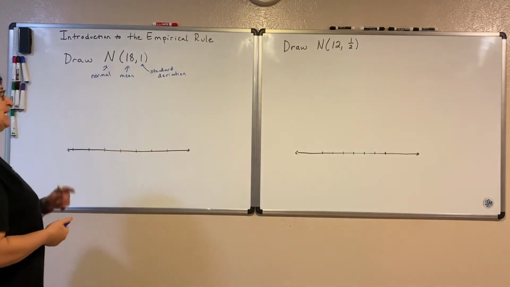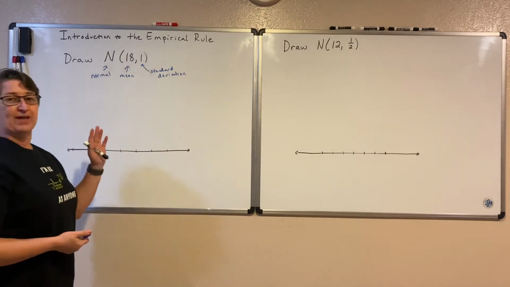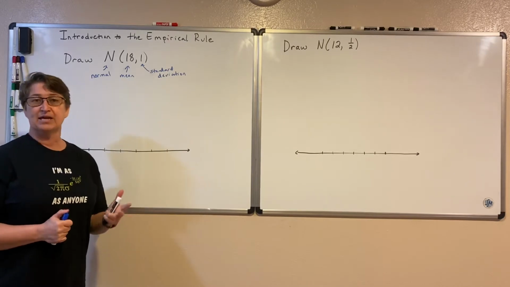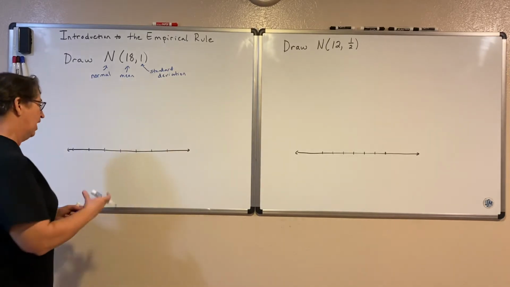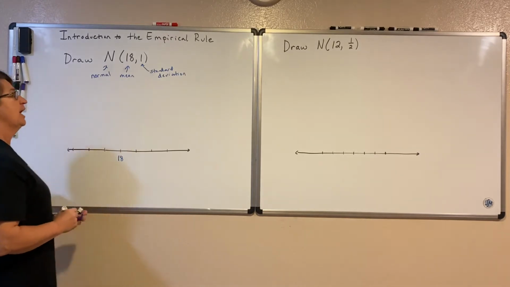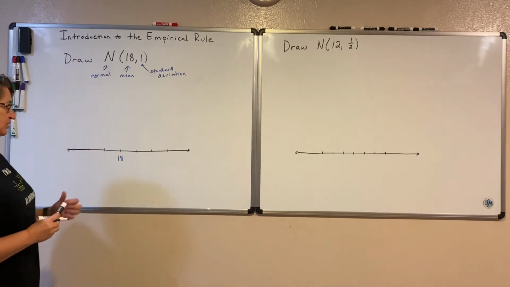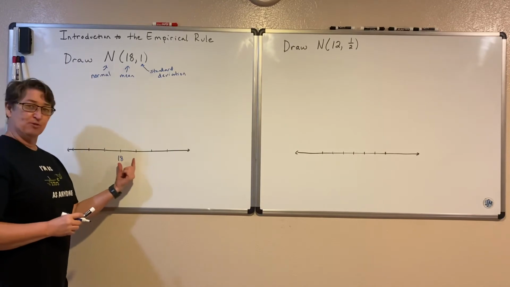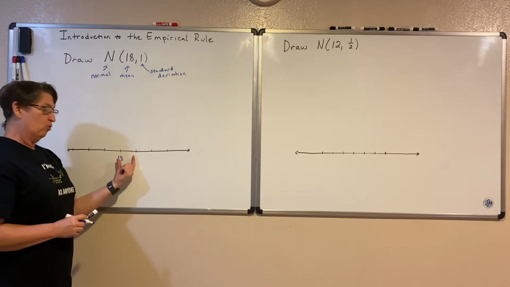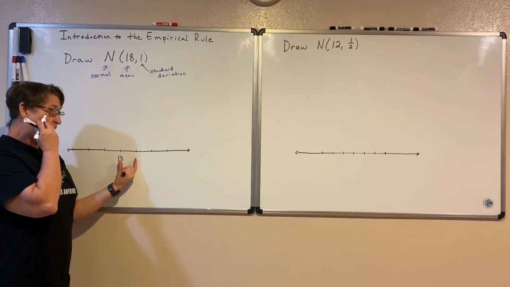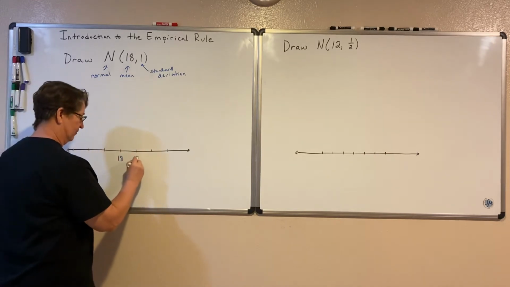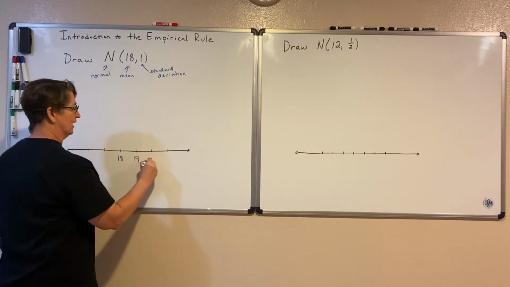So the mean is right in the middle. In that symmetric or bell-shaped curve, our mean, our median, and our mode are about in the same spot. So our mean is right in the middle. And then our standard deviation tells us the distance from the mean. So that distance is 1 unit away. So I'm going to count by ones. So I go from 18 to 19, from 19 to 20.